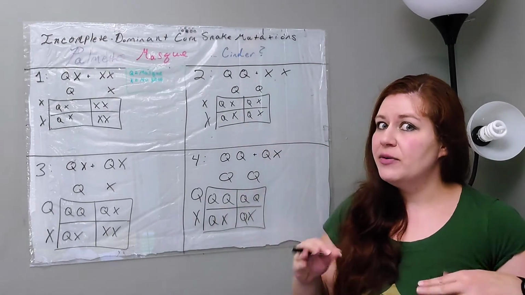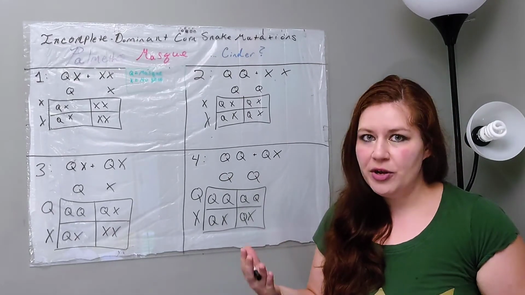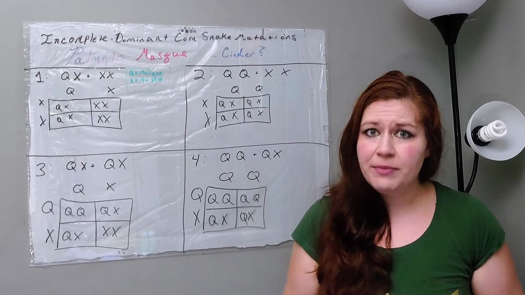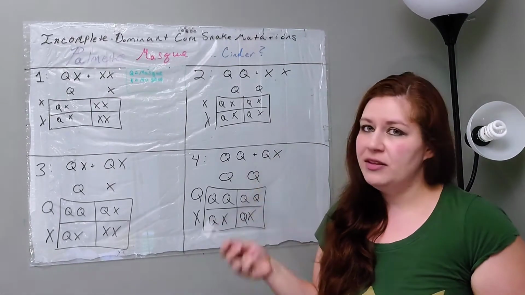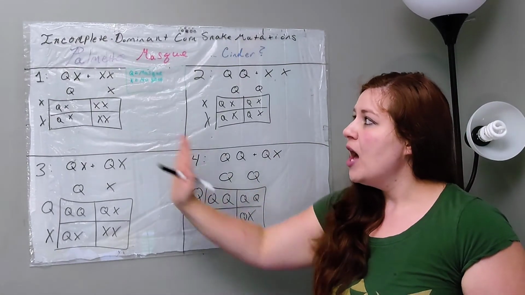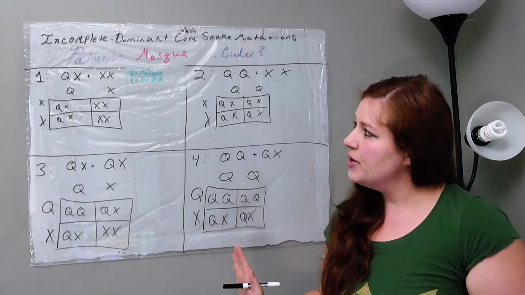So Cinder right now is not 100% considered to be an incomplete dominant mutation, but those of us who have bred it before are pretty sure that it is incomplete dominant. So it's going to be in this part of the list. I went ahead and used mask for all of the different Punnett squares that we have here.